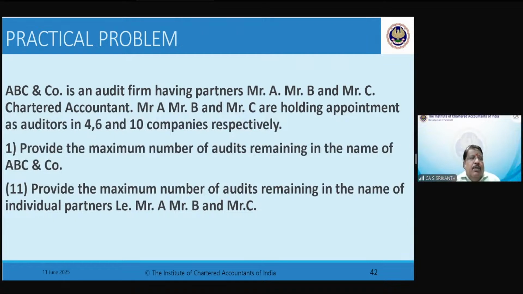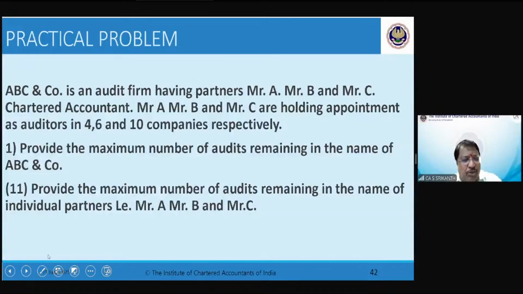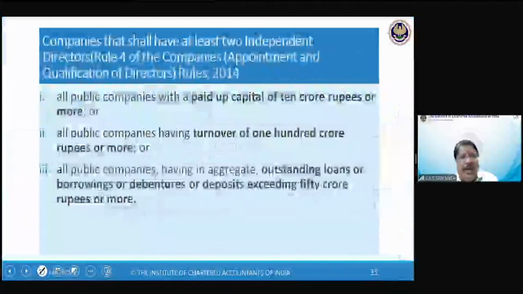ABC and Company is an audit firm having partners A, B, and C, chartered accountants. Mr. A, Mr. B, and Mr. C are holding appointment as auditor in 4, 6, and 10 companies. When we say companies, we should presume that these are all companies coming within the prescribed category. Please remember.